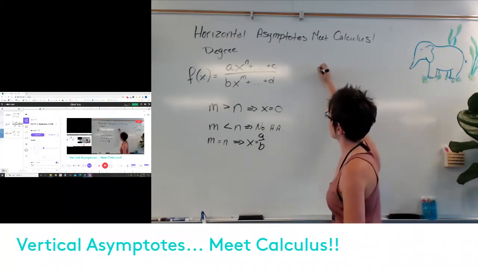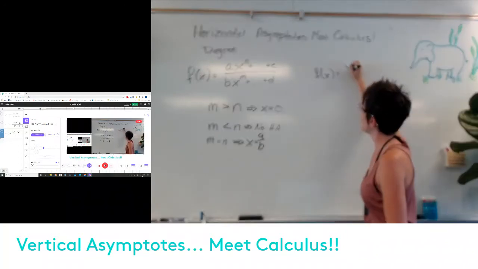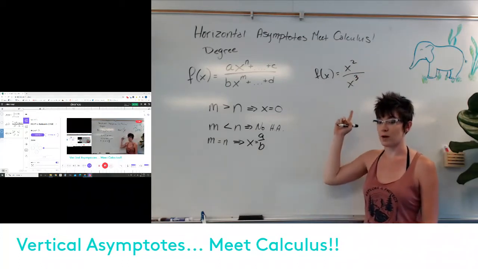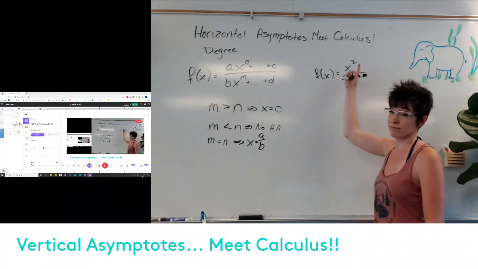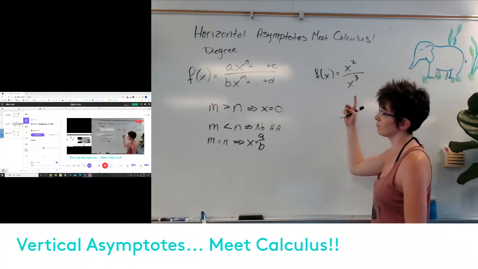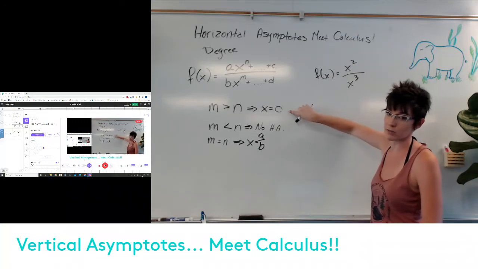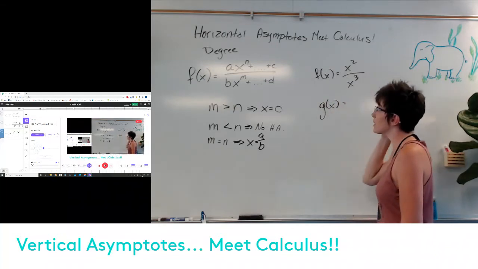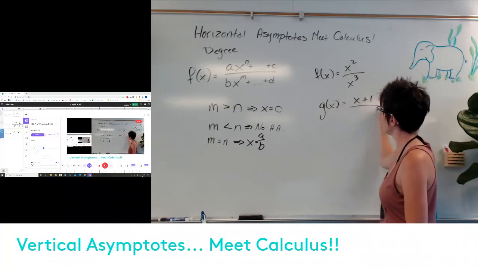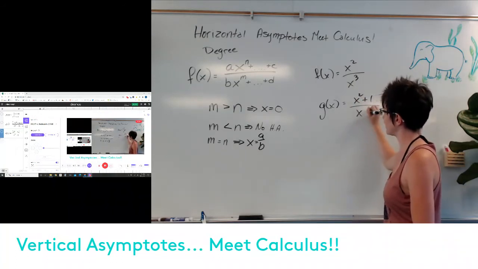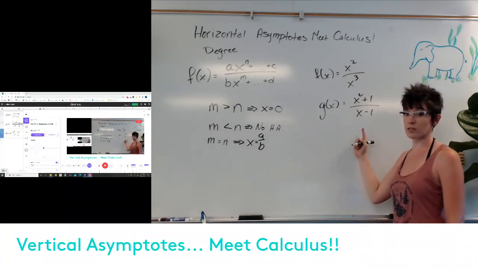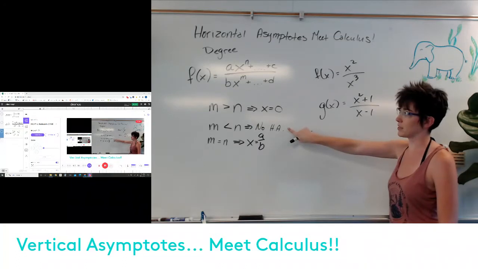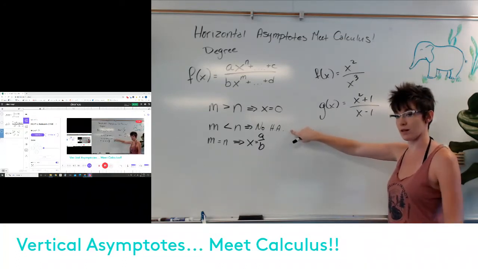Okay, so for example, I'm going to go through these quick. If I had x squared over x cubed, the degree of the top is 2 and the bottom is 3, and 2 is less than 3, so that means I have a horizontal asymptote at y equals 0. Okay, if I gave you a different one that looked something like x squared plus 1 over x minus 1, notice how the degree of the top is bigger than the degree of the bottom. That would be this situation. So that means there's no horizontal asymptote at all.